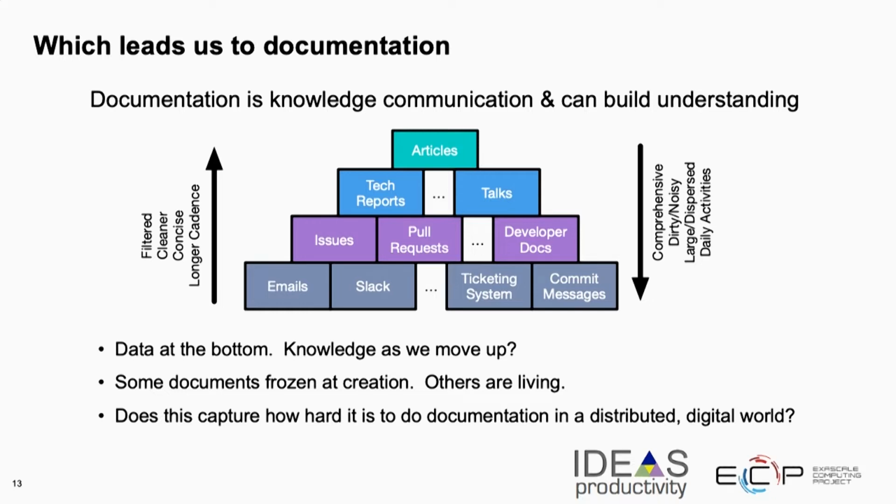At the very bottom level, we have documentation in the form of emails, Slack messages, ticketing systems, so Jira, for instance, if you use that, and commit messages. And what do these have in common? Well, these are activities that we carry out quite commonly, almost on a daily basis, sometimes hourly or less, okay? Which means it's quite extensive. We're going to have a lot of documentation in that form. It also means there are a lot of different types of documentation there, so it's really quite large and dispersed in that sense.